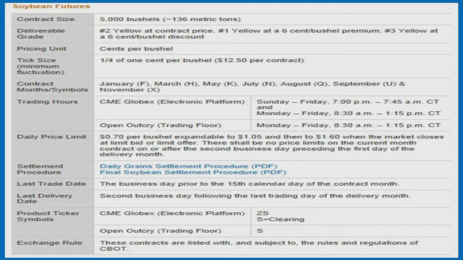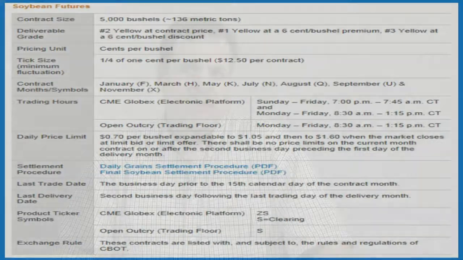5,000 bushels per contract. You can see here there are 6 or 7 contracts per year, each with a different delivery month. So we have January, March, May, July, August, September, and November as being delivery months associated with these futures contracts. Typically, delivery is never made. People buy and sell these futures contracts simply on paper. They'll buy them now and then resell them to get out of their obligations.